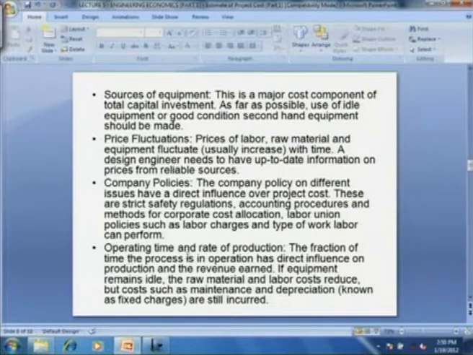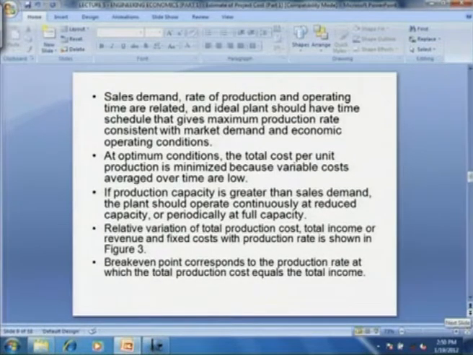Then next is the operating time of the project and rate of production. The fraction of the time the process is in operation has a direct influence on production and the revenue that is generated. If the equipment remains idle, the raw material and labor costs reduce. However, the fixed costs such as maintenance and depreciation are still incurred. These are known as fixed charges. They are still incurred, and therefore one has to have optimum utilization of the equipment as possible. Then the sales demand.